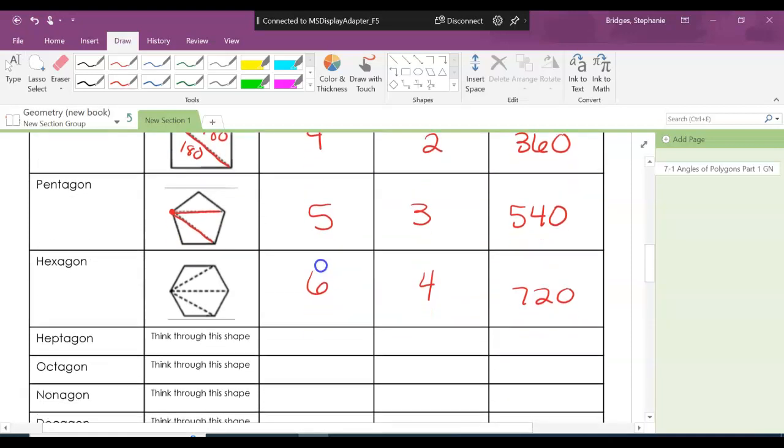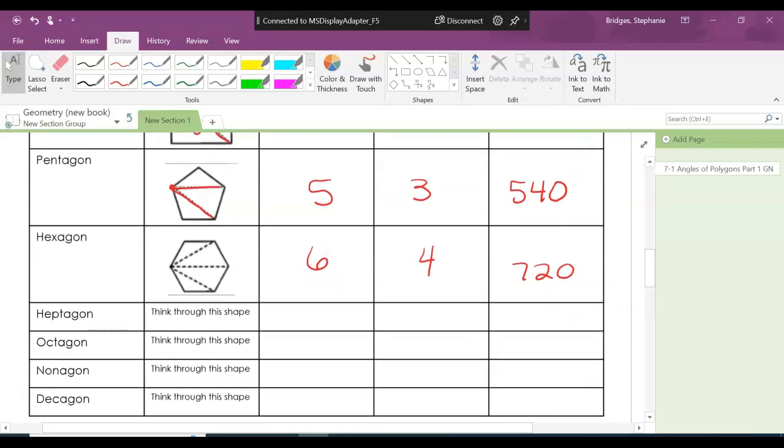All right, a heptagon has 7 sides. Okay, we don't have this picture drawn, but let's try to use that pattern. How many triangles do you think you would have? 5. Okay, that's 2 less than 7. And then we want to think about this. If I have 5 triangles, each one of them is 180 degrees, what would the total sum be for a heptagon? How much? 900 even? Okay.